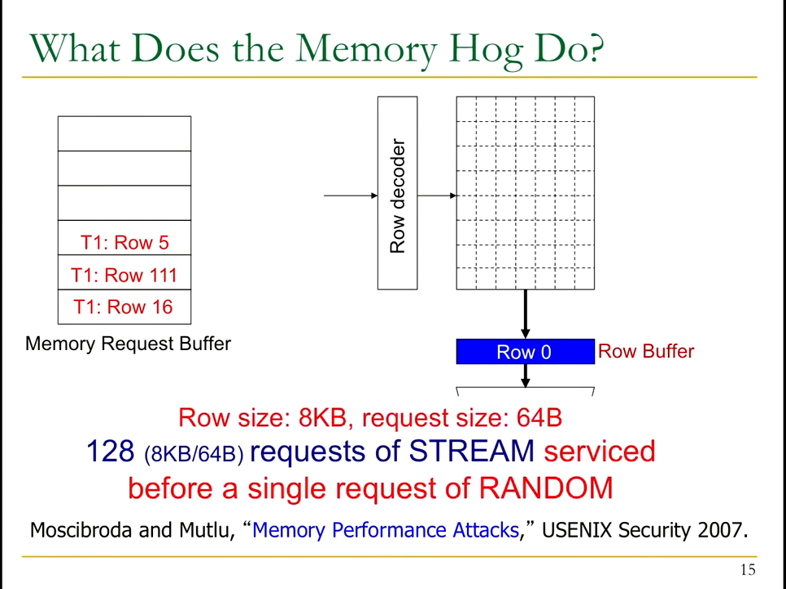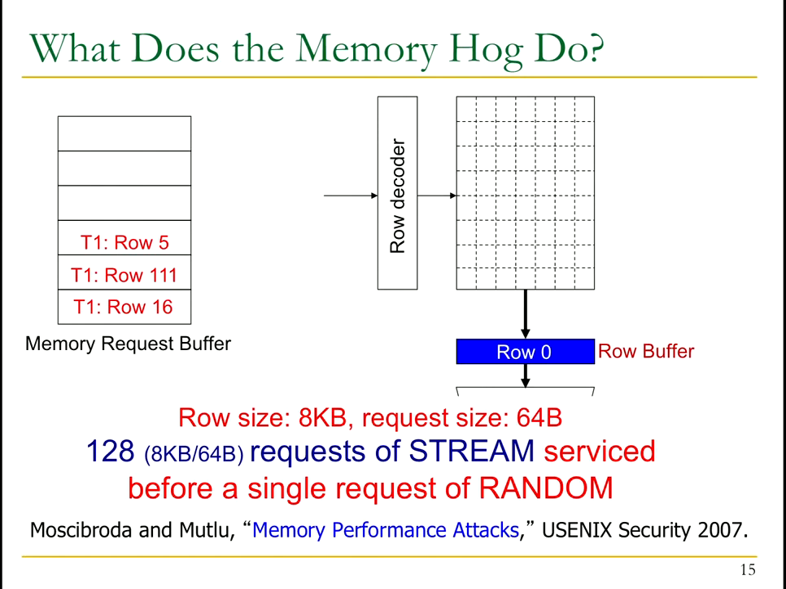Okay, so you can do the calculations here. Basically, with a row size of 8 kilobytes, which is essentially what the row sizes are like today, and a request size of 64 bytes, which is a popular cache line size, cache block size, but you don't need to understand this exactly, you need to be able to divide 8 kilobytes by 64 bytes.